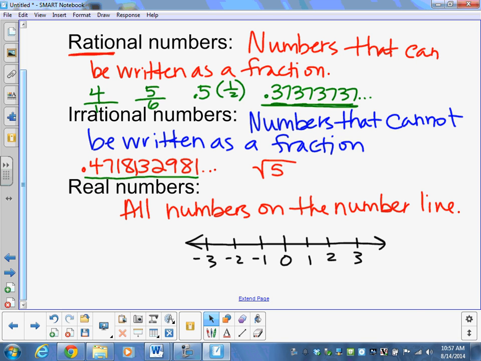Okay, so if we pick negative 2.5, that's right here, so that's real. If I pick 1/3, that's right here, that's real. Every single number we know is a real number.